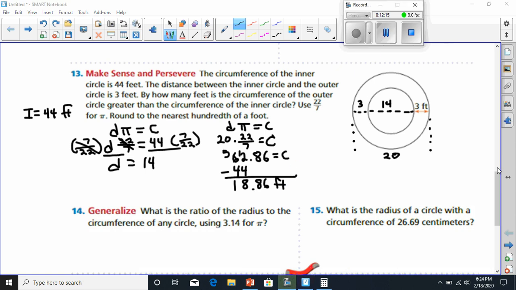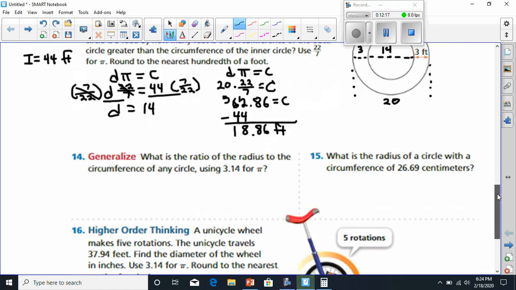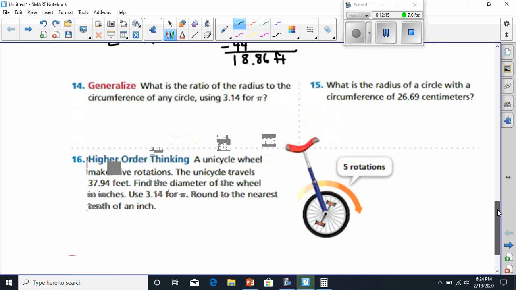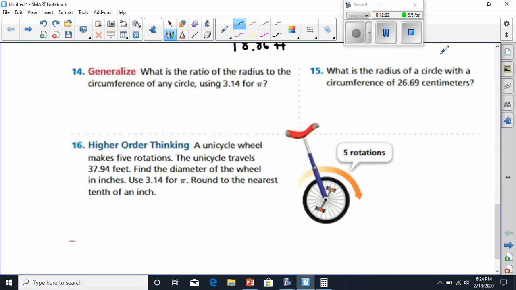All right, let's check out number 15. Looks like it's going to be my last one. What is the radius of a circle with a circumference of 26.69 centimeters? The radius of a circle. Remember, we can use two different formulas. One is the diameter times pi equals the circumference. The other one is the radius times 2 times pi equals the circumference.